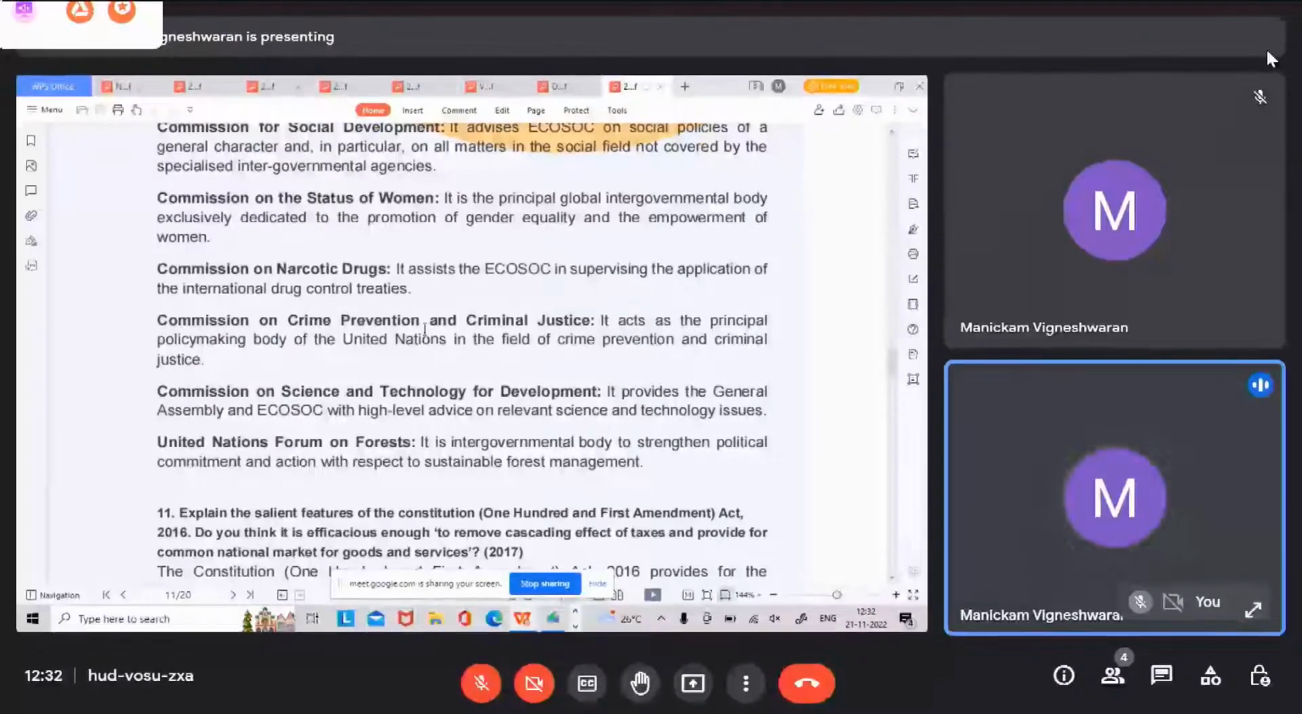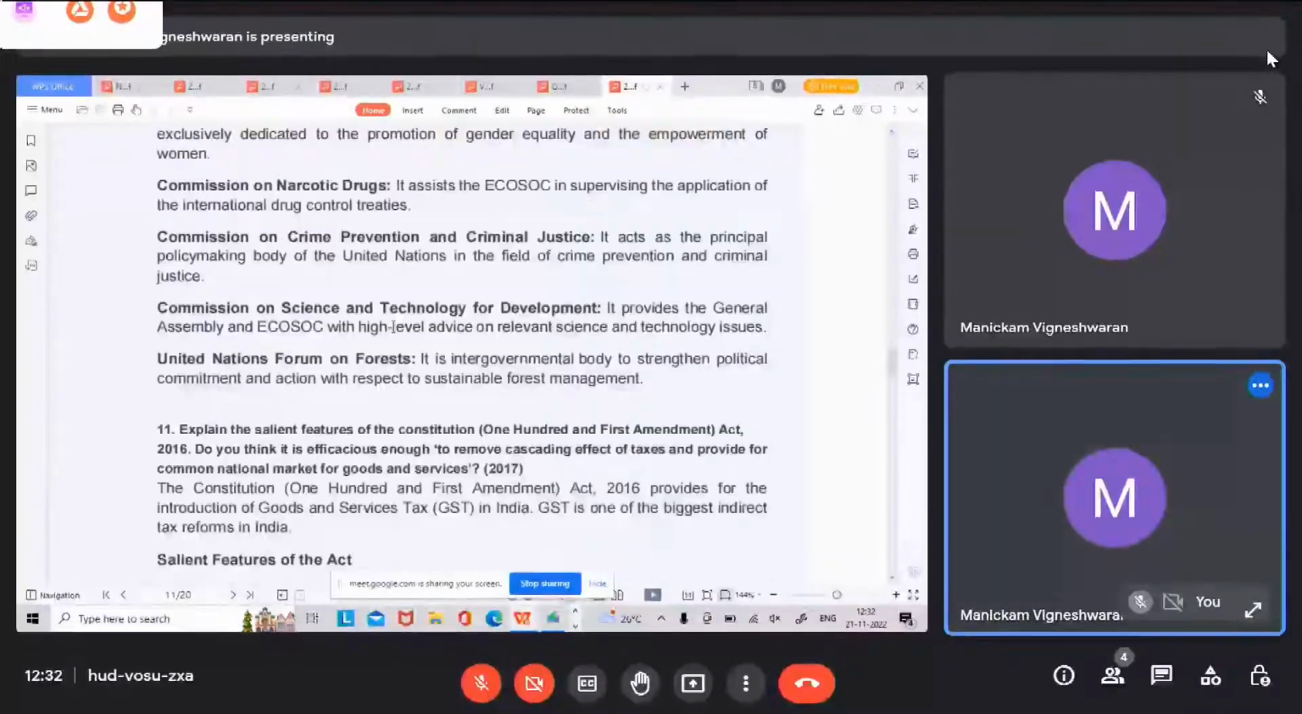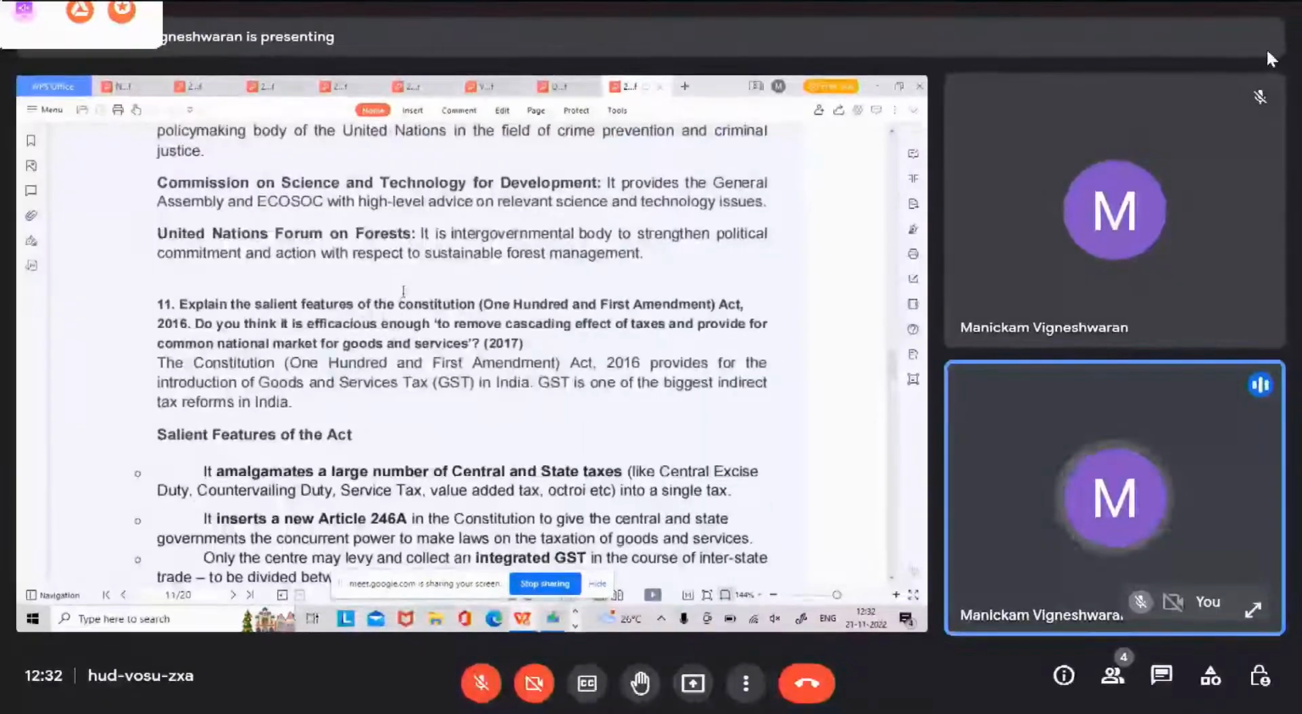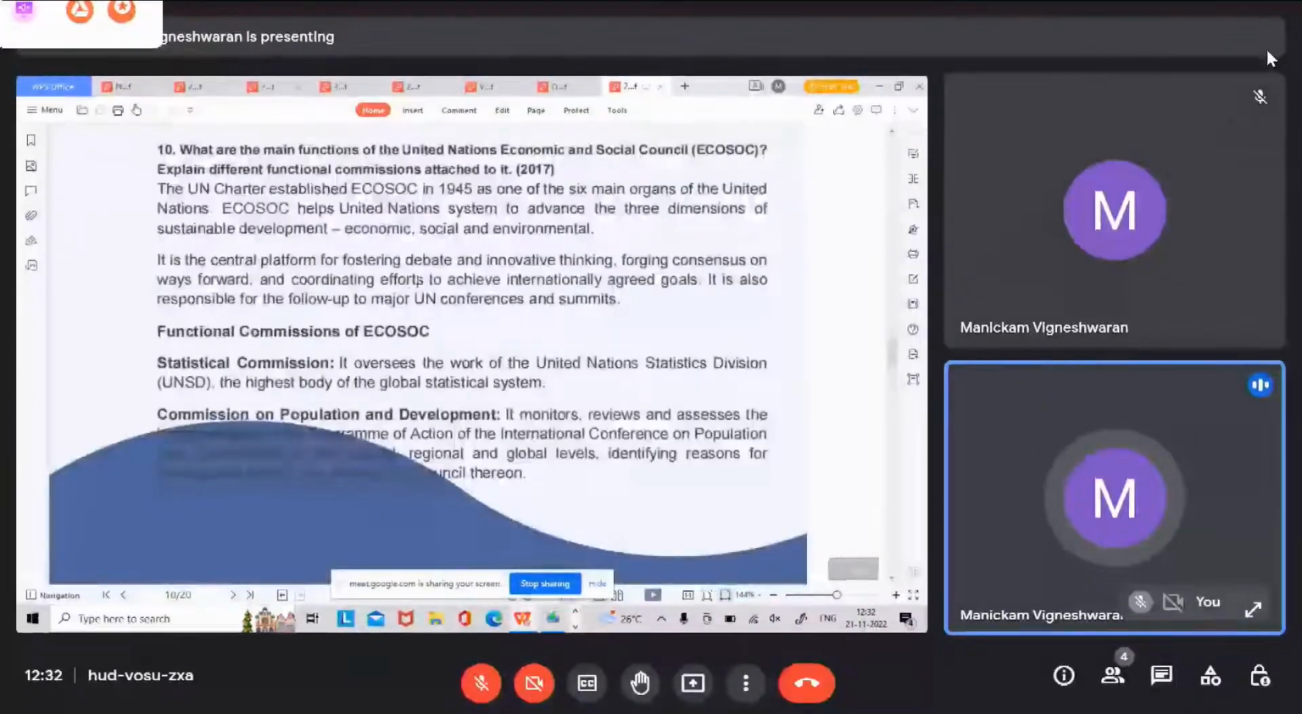It provides the General Assembly and ECOSOC with high-level advice on relevant science and technology issues. United Nations Forum on Forests. It is an intergovernmental body to strengthen political commitment on action with respect to sustainable forest management. So these are the functions of the UN ECOSOC.